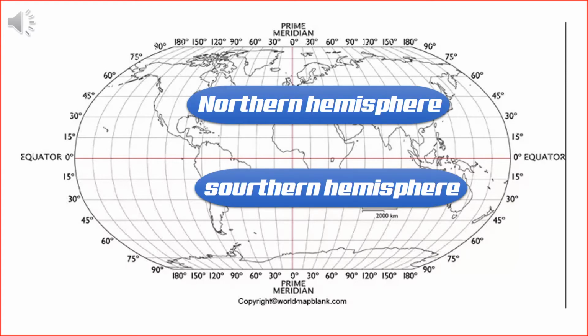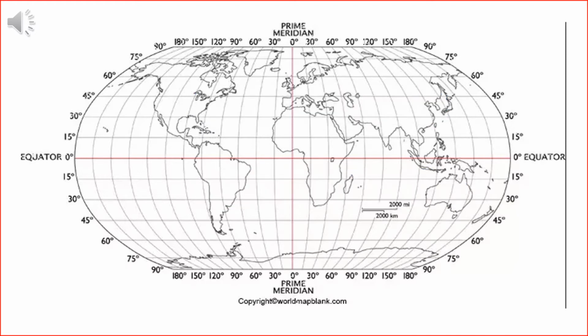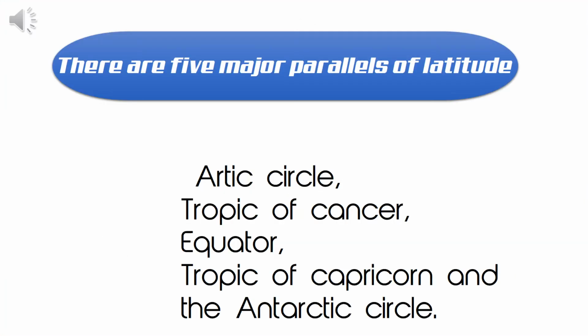Everything north of the equator is known as the northern hemisphere, and everything south of the equator is known as the southern hemisphere. Lines of latitudes are called parallels, and the distance between each degree of latitude is about 110 kilometers. There are 5 major parallels of latitudes. They are Arctic Circle, Tropic of Cancer, Equator, Tropic of Capricorn, and the Antarctic Circle.